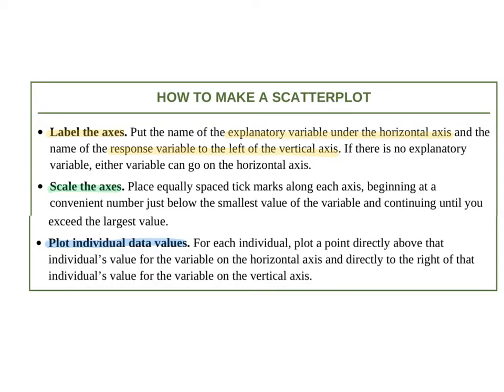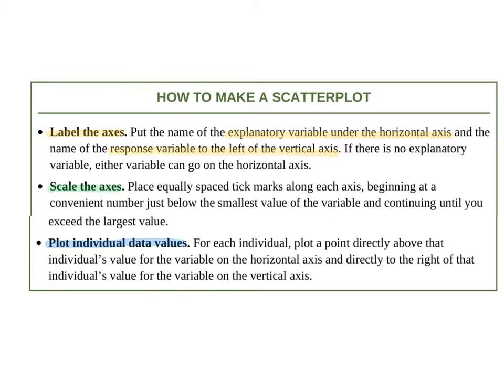So here's how you make a scatterplot. You're going to draw and label your axes, and remember the horizontal axis is the explanatory variable and the vertical axis is your response variable. So from there you scale the axes, you make equal marks on both of them, cover all your data points, all your numbers, and then you plot individual data values.